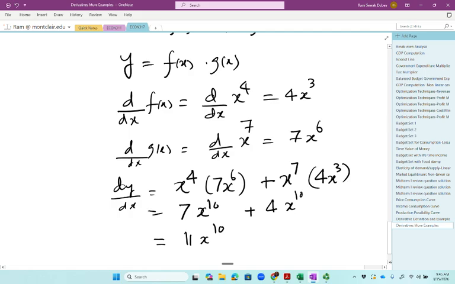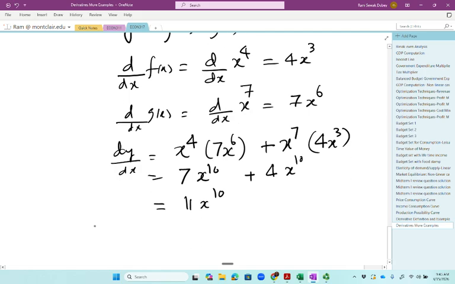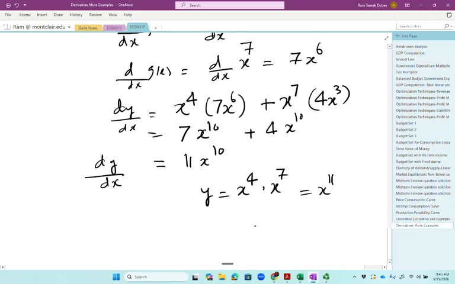power 10. Remember, I could have applied the formula directly for the derivative of this function, because we know when y is defined as the product of x to the power 4 times x to the power 7, I know it is x to the power 11. So just to verify whether we get the same derivative by applying the product rule, I can check. The derivative of x to the power 11 is 11 times x to the power 11 minus 1, which is 11 x to the power 10.